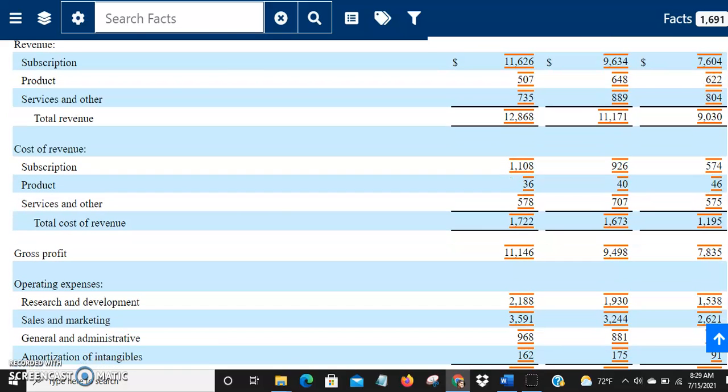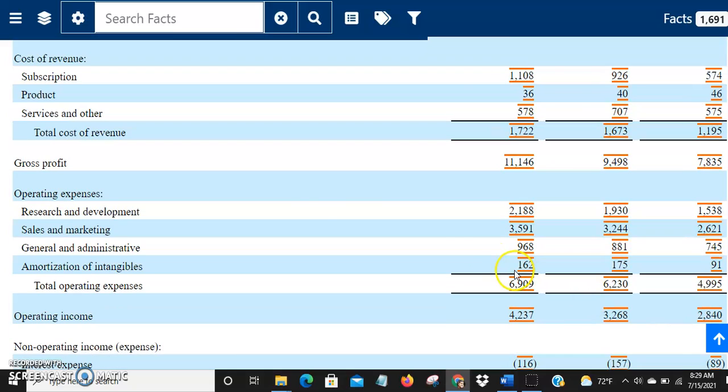So that's the gross profit. Then you come down and you figure out the operating expenses. The research and development is the first one. It is $2.18 billion. Then sales and marketing, that includes all the money they have to pay to the sales people and for marketing campaigns, $3.59 billion. General and administrative was 968 million, for the offices, rents, travel and everything else. So that's the money they paid.